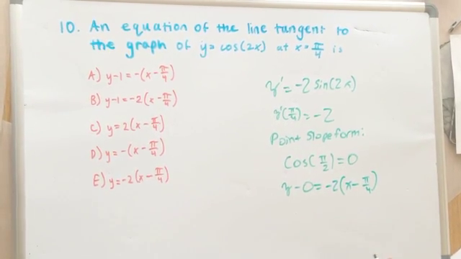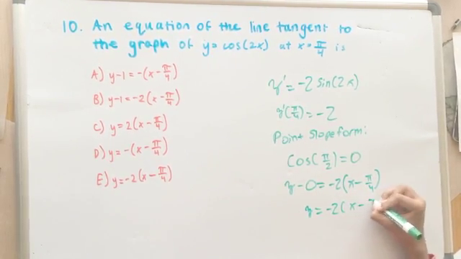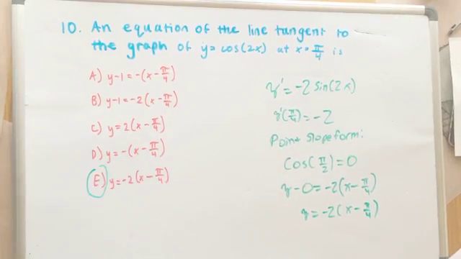So the original function has to be y equals -2 times x minus pi over 4. And this is option number E, or letter E.